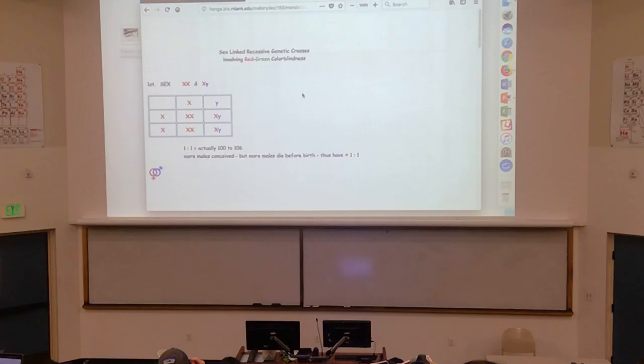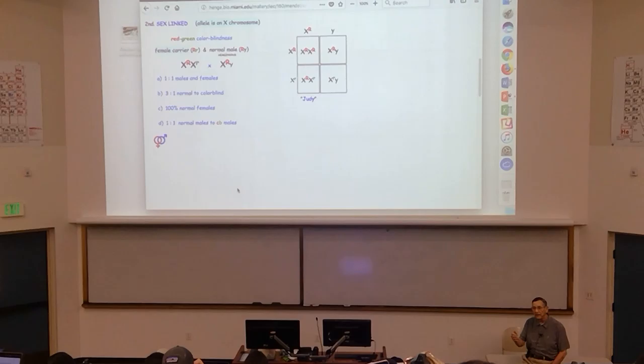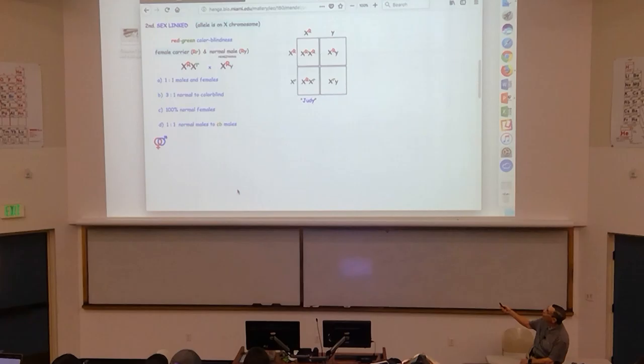Now, one of the things that's unique about the sex-linked inheritance pattern is if a trait is carried on the X chromosome, then the male only has one dose of that chromosome. So I don't have a heterozygous condition. I have a hemizygous condition. Instead of heterozygous where you have one of each, I have a hemizygous half. So it only takes one allele to be present on the X chromosome to be seen.